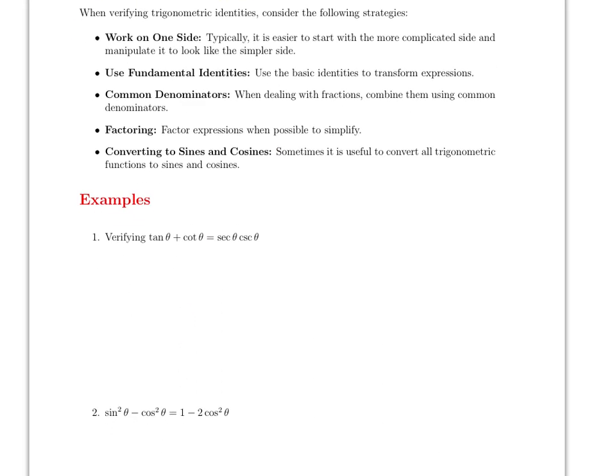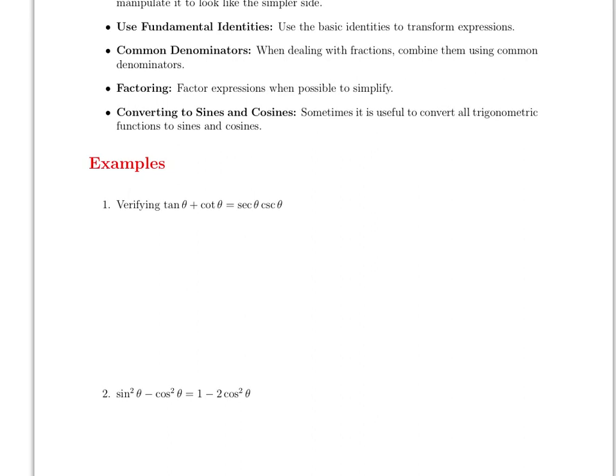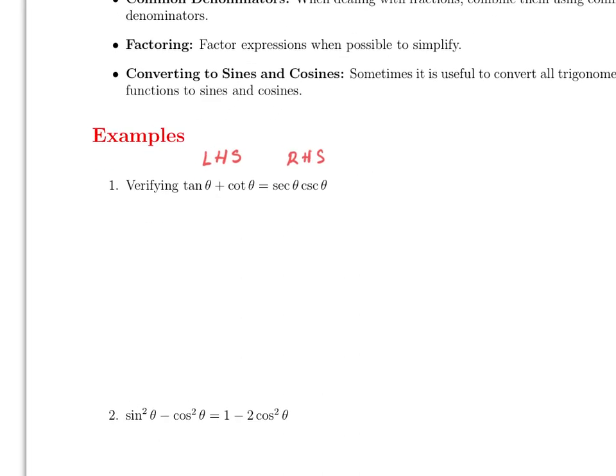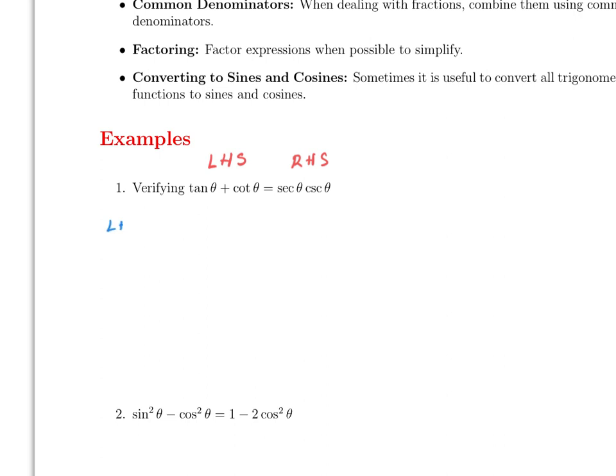So here is the first example, and it's asking you to verify that this is equal to this. Okay, so in this problem, this is the left hand side, and this will be the right hand side. We're going to start on one side and show that it's equal to the other side. And like I said, usually you should start on the more complicated side and show that it's equal to the simpler side. So in this case, on the left hand side, we have tangent theta plus cotangent theta.